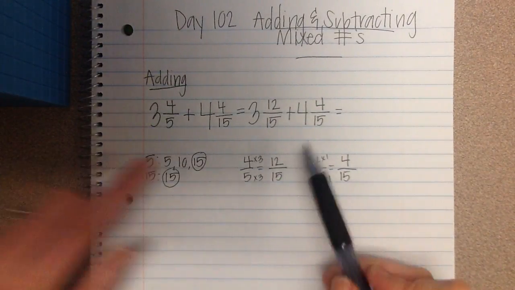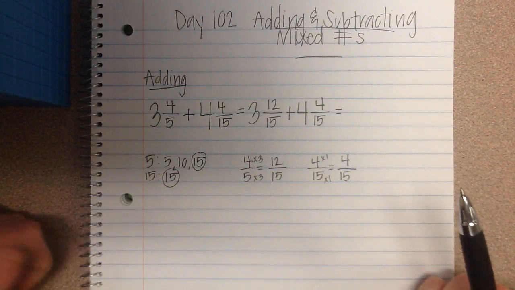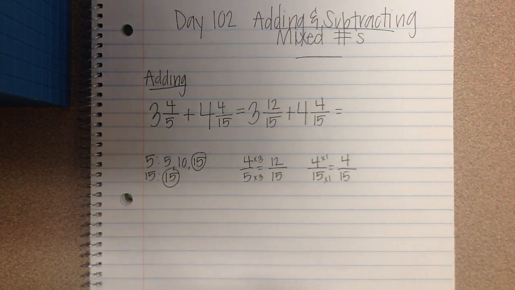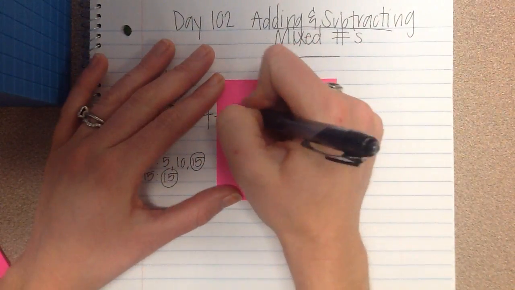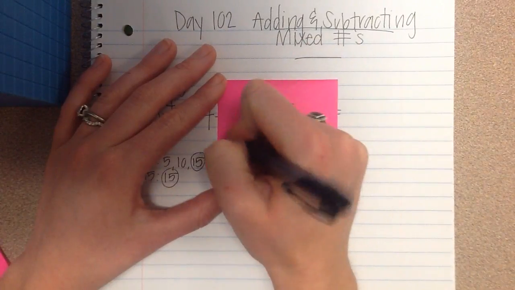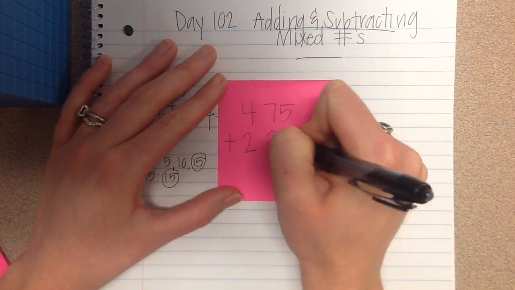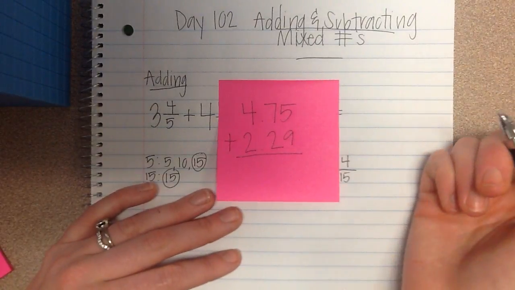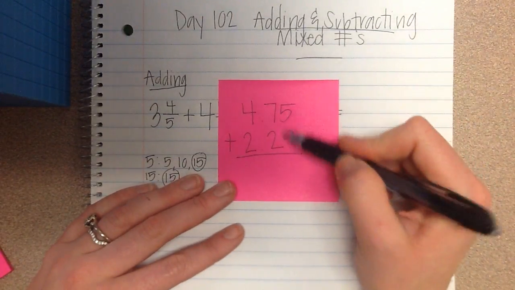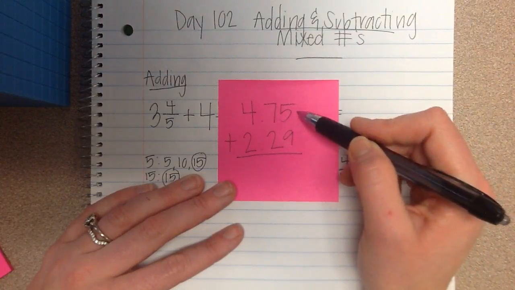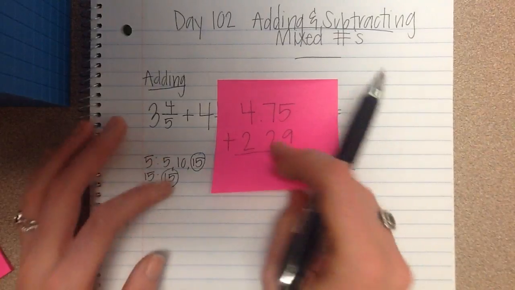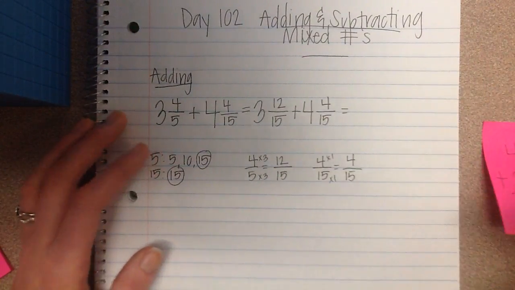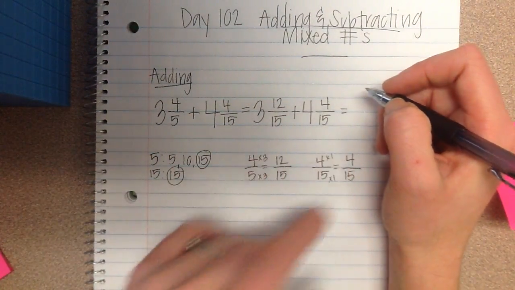Now I have common denominators. I can add, just like when we're adding money. Say, for example, I have $4.75 plus $2.29. When we add, where do we start? We start with the smallest amount first, and then we begin to carry over. We don't start with the whole number. Just like with decimals, we're going to do the same thing with fractions. We're going to start with the fraction first.